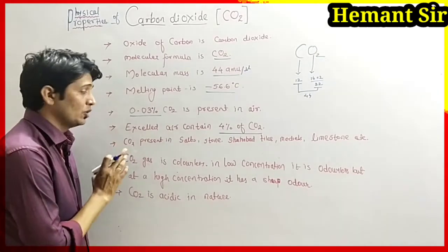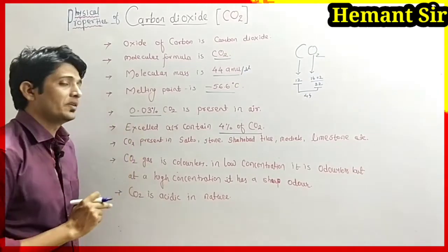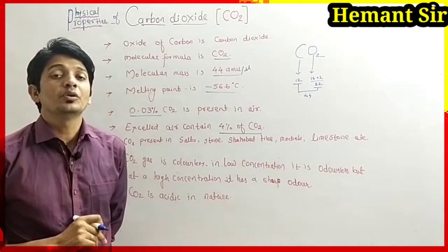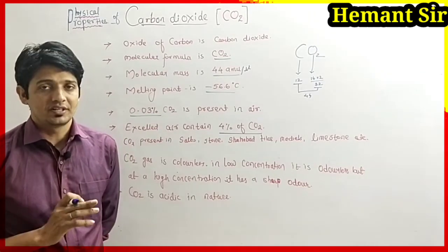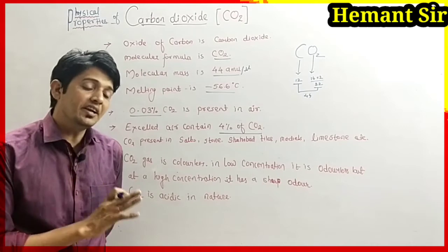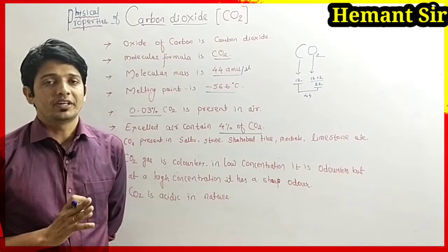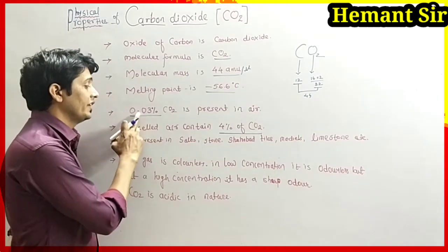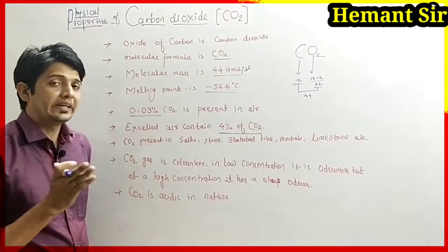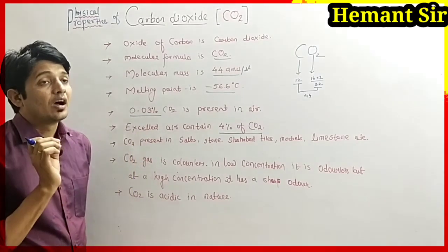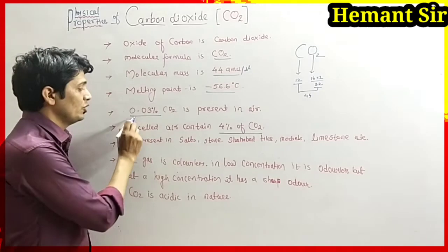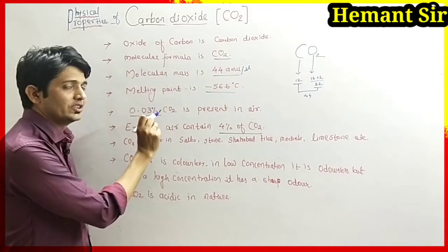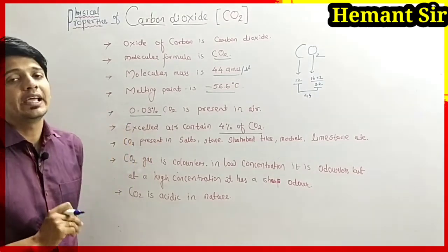But in our atmosphere it is 0.03%, but now it has increased due to the increase in pollution and the decrease in plants in our surroundings. So now it is not 0.03, but it has increased by 1 to 2%. It is 0.04 to 0.07%. It depends on the area.